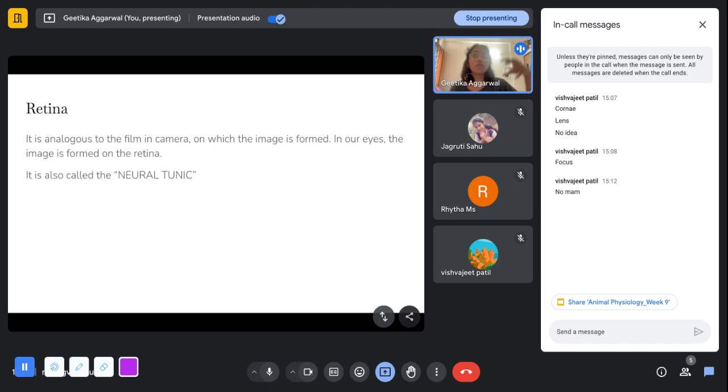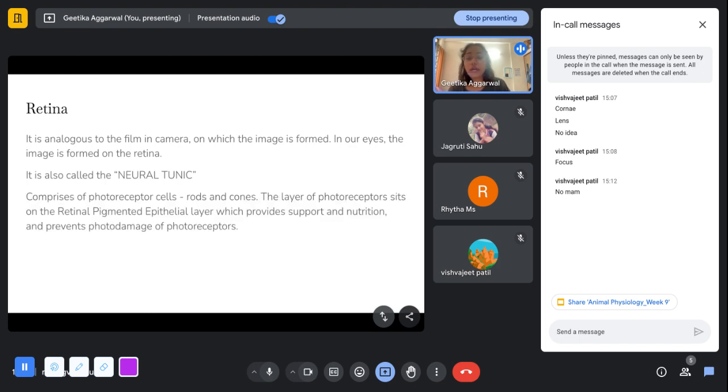It's called the neural tunic because of all the layers that it has, like a woman's skirt. It comprises photoreceptor cells, the rods and the cones. The layer of photoreceptor cells sits on a layer called the retinal pigmented epithelial layer. So there is the RPE layer, retinal pigmented epithelium, and then the photoreceptor layer on top of that. The RPE layer provides support and nutrition to the photoreceptor cells, and it also prevents photodamage of these cells. Apart from these two layers, there are other neuronal layers in the retina, which convey the signals eventually to the optic nerve.